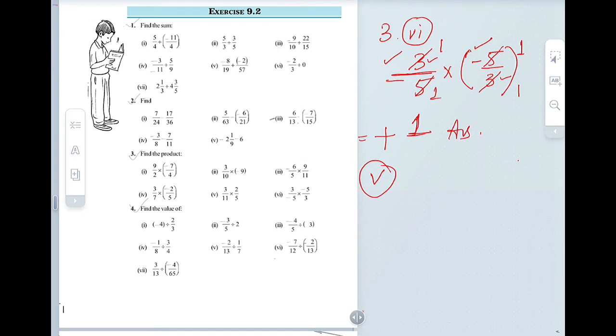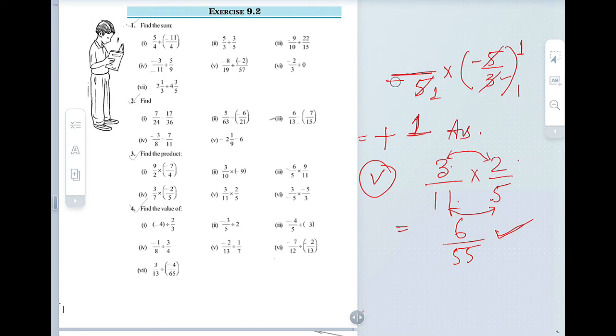In question number 3, 5, it is written 3 by 11 into 2 by 5. As I have told, first we will try to find the common factors. If you are getting, then it is okay. If you are not getting, then simply multiply these two numerators and these two denominators. Here 3 and 5 both are co-primes, 2 and 11 both are co-primes, so you are not getting any common factor in between these two numbers. So simply we have multiplied them.